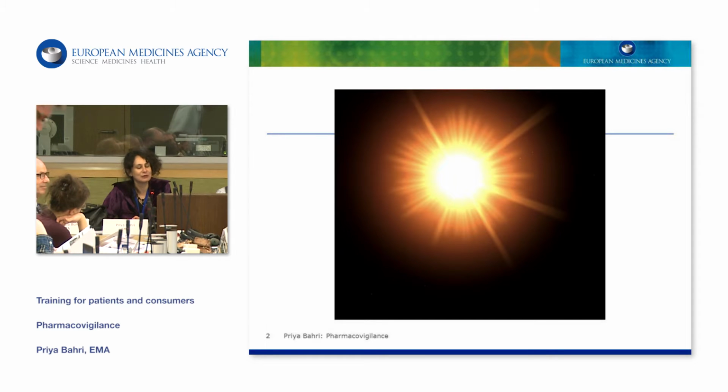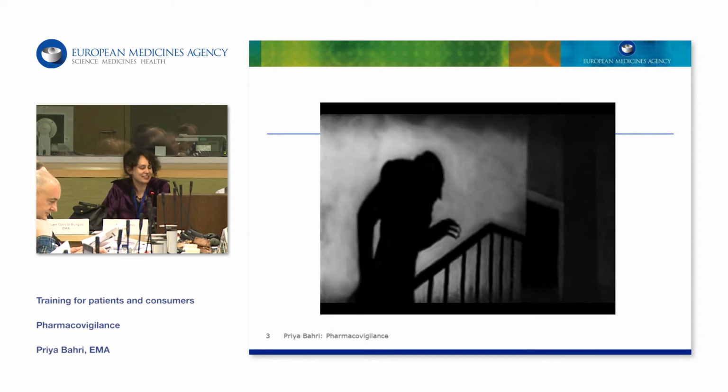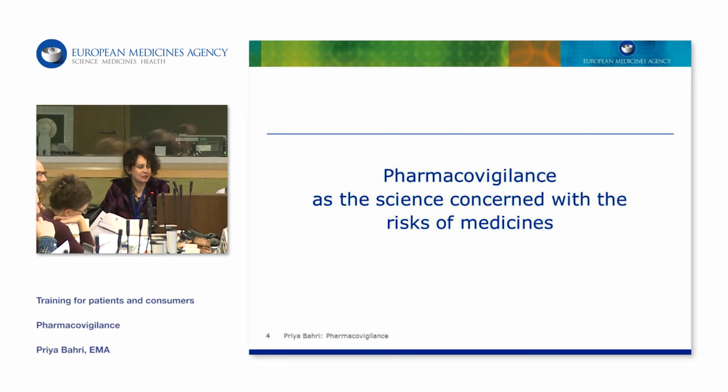But where there is light, there is also shadow. Next slide, please. And here it is, a very scary shadow. And that's what we actually are. We are vigilant. We watch out for the scary shadows of the medicines. Next slide, please. So pharmacovigilance is the science concerned with the risks of medicine. So risks are our scary shadows.